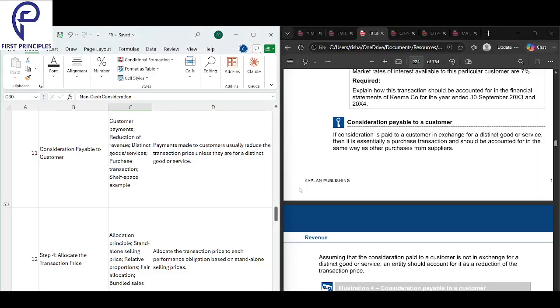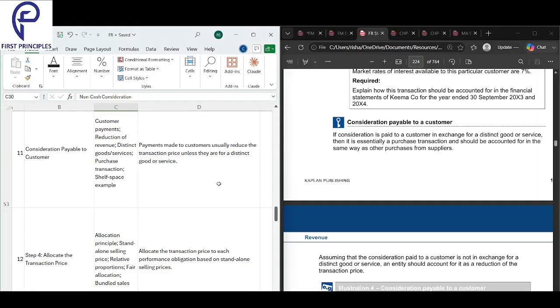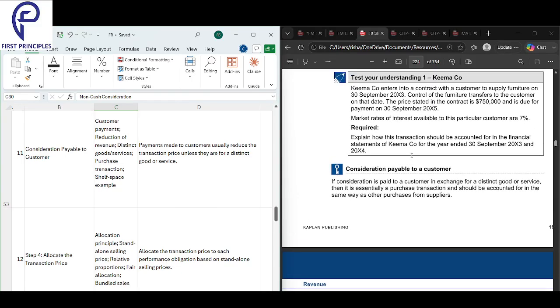Okay, let's go. So starting off the chapter 10 that we were looking into in the previous session. In this particular class, we're going a little more in depth into this. So starting off with the consideration payable to customer. We just touched upon it yesterday. We will slowly look into a little more detail on this one here.